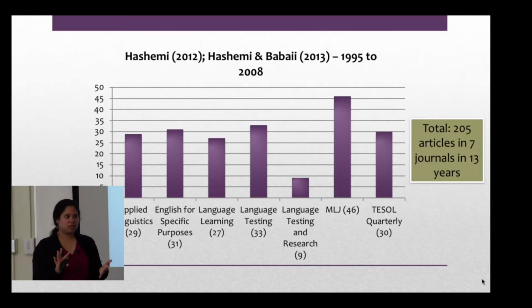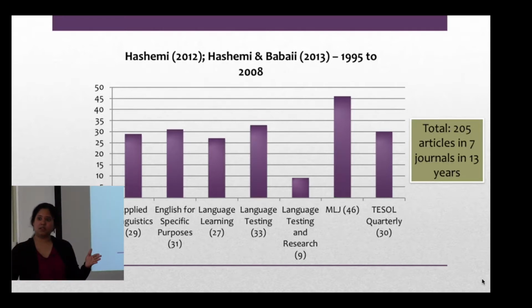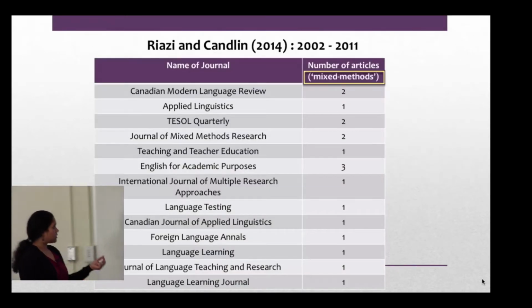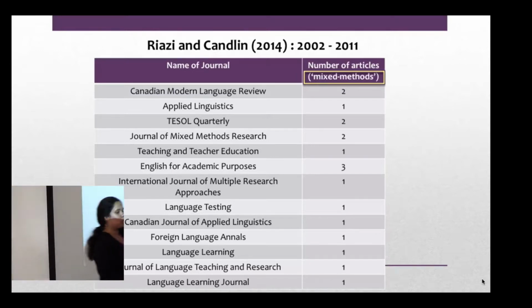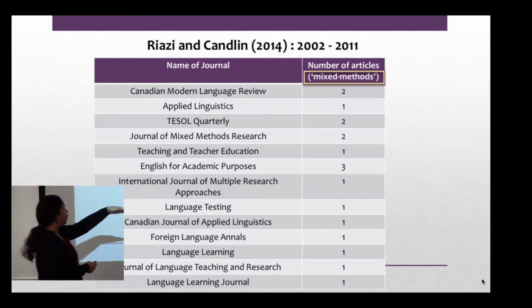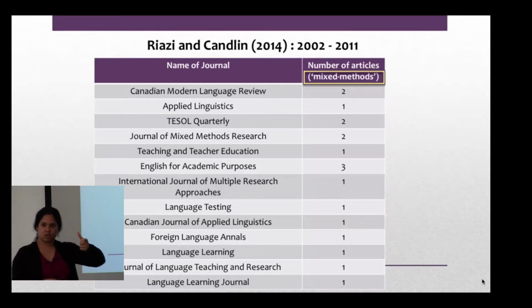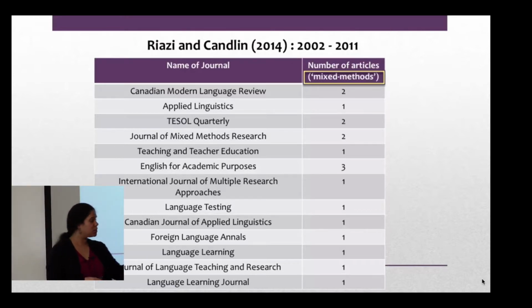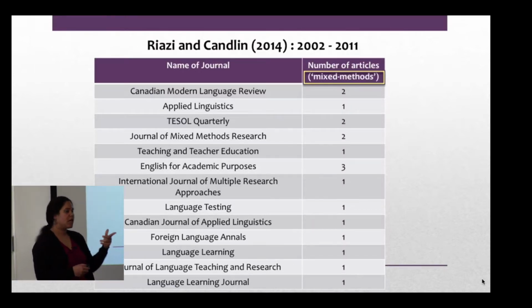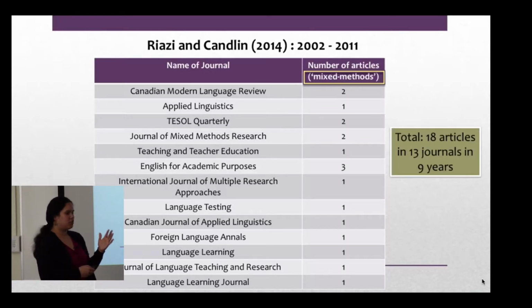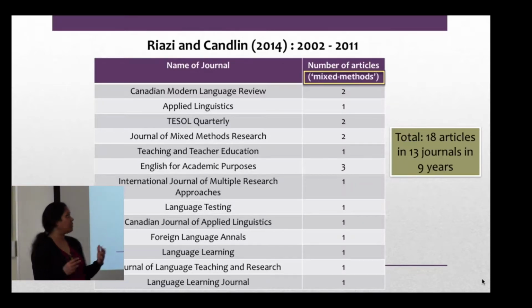So 205 is a big number, but remember it's over 13 years. That's a lot of time. And 205 is not a substantial number. Another study, which went from 2002 to 2011, looked at articles published over 9 or 10 years. And they started with a keyword search, so they didn't start with specific journals, but with a keyword search of mixed methods, and they found 18 articles published over 9 years in 13 journals. So 9 years and just 18 articles that said mixed methods.